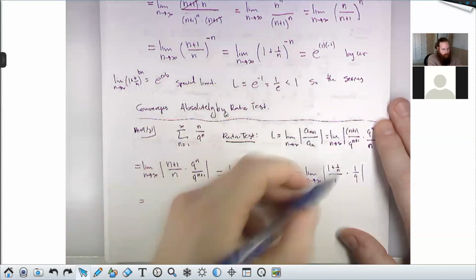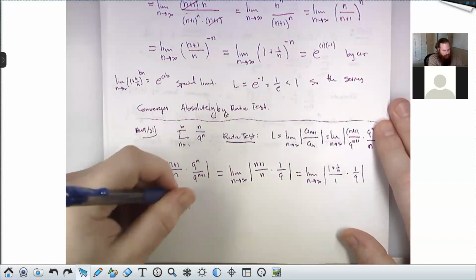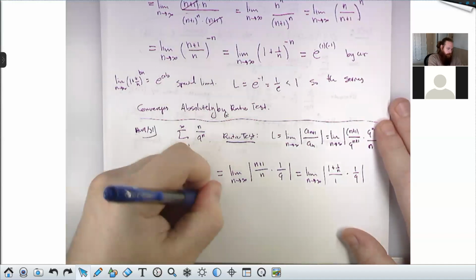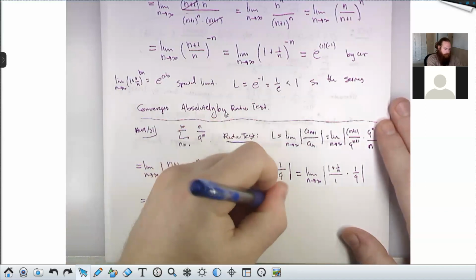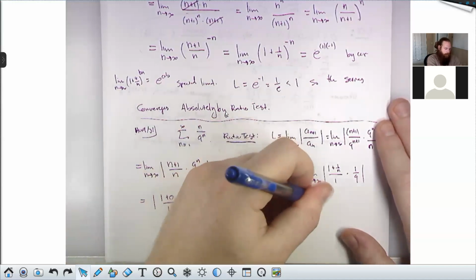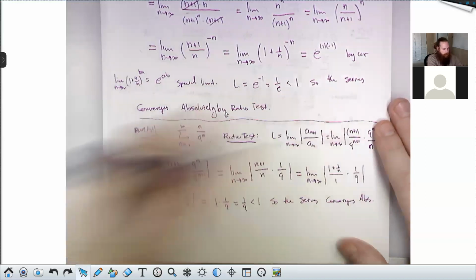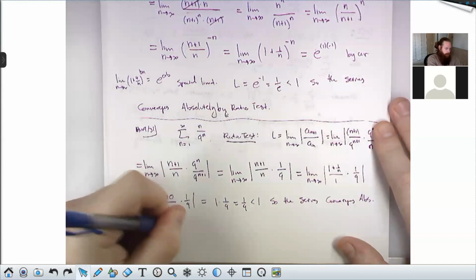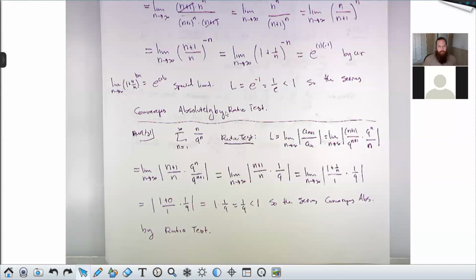So as n goes to infinity, 1 over n goes to 0. So this is the absolute value of (1 + 0) over 1 times 1 over 9, which is 1 times 1 over 9, which is 1 over 9, which is less than 1. So the series converges absolutely by the ratio test. So this one's not bad. 33.